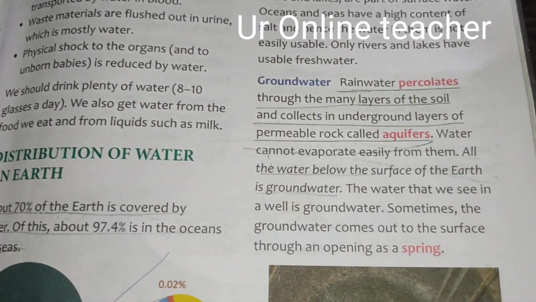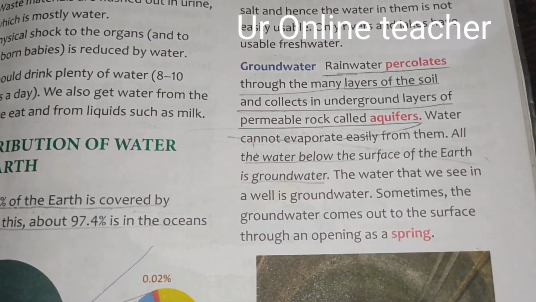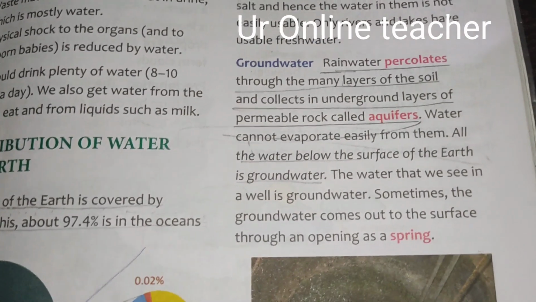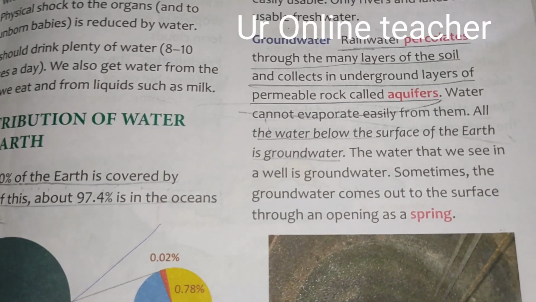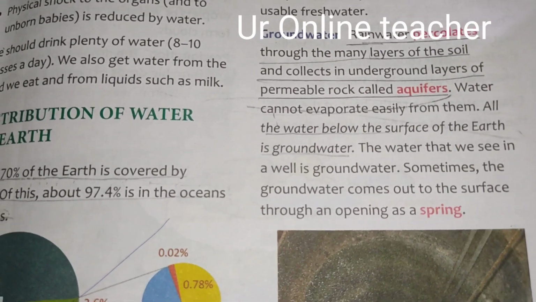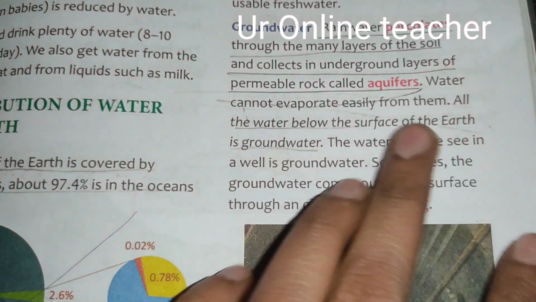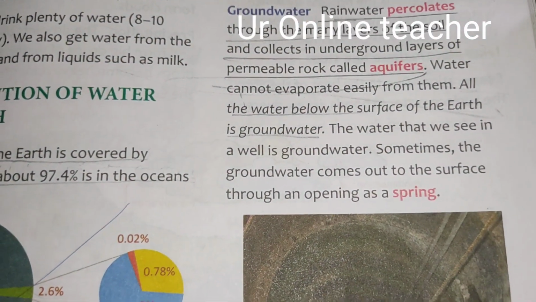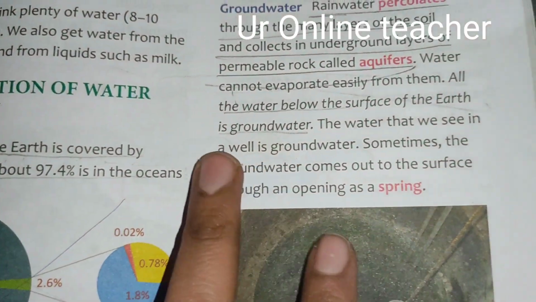Right? Then groundwater. So what is groundwater? When the rain comes, rainwater, what happens? It percolates. Percolates means it will go down through the many layers of the soil, and it is collected in the underground layers of permeable rock called aquifers inside the earth. So water cannot evaporate easily there, and the water will be below the surface of the earth. So it is called groundwater.